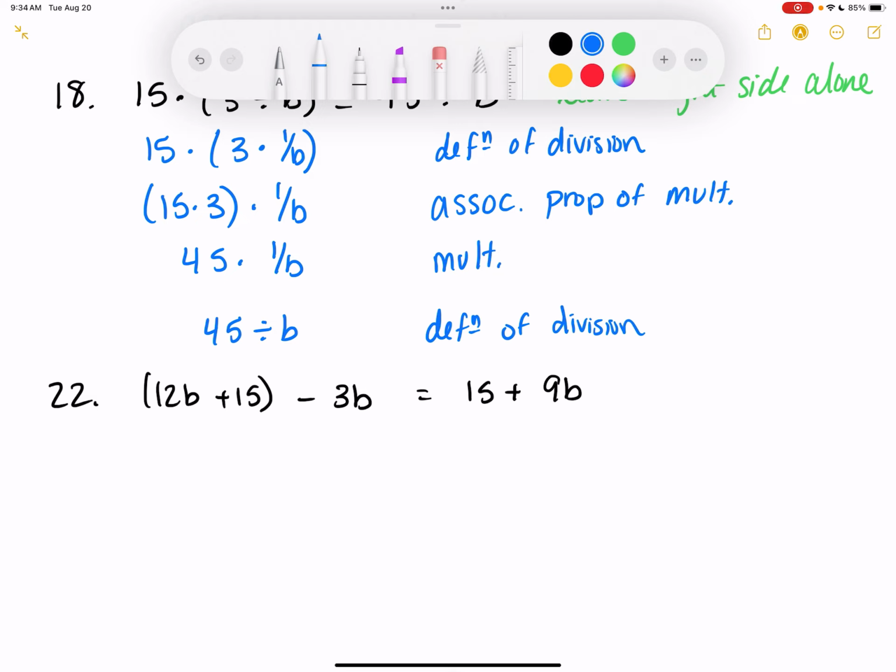Hold on. 12b plus 15 in parentheses plus, in parentheses, negative 3b. I'm adding the inverse. That is the definition of subtraction. Now what do I do?